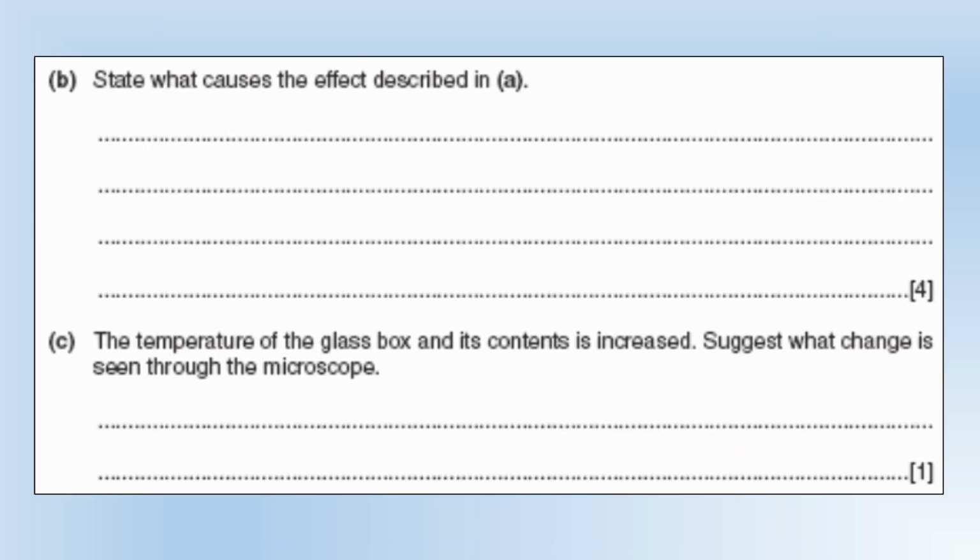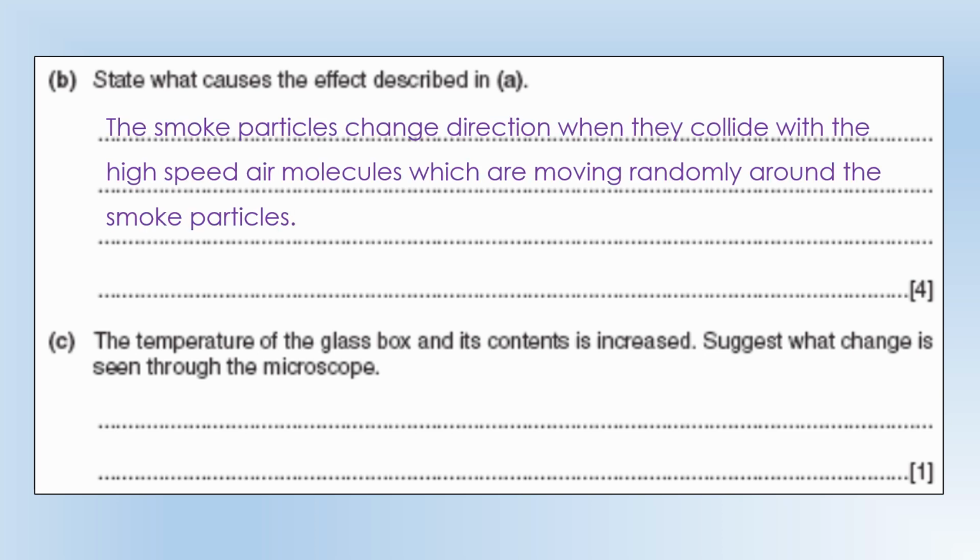State what causes the effect described. So this is basically what I was just saying, but let's put it into words. So smoke particles change direction when they collide with a high-speed air molecule. And the air molecules are moving randomly around the smoke particles.